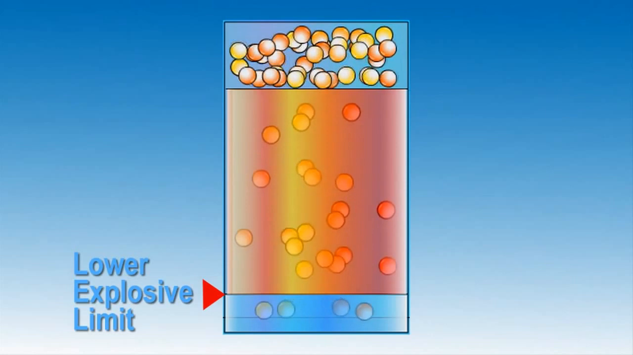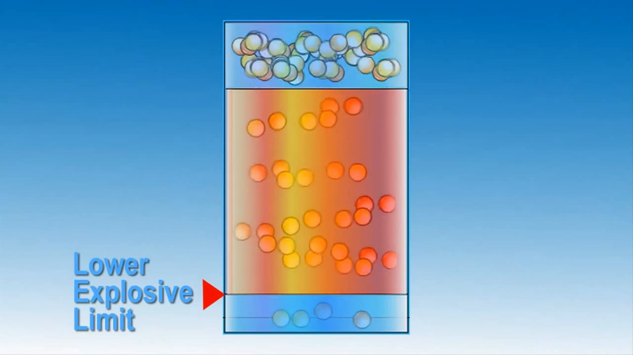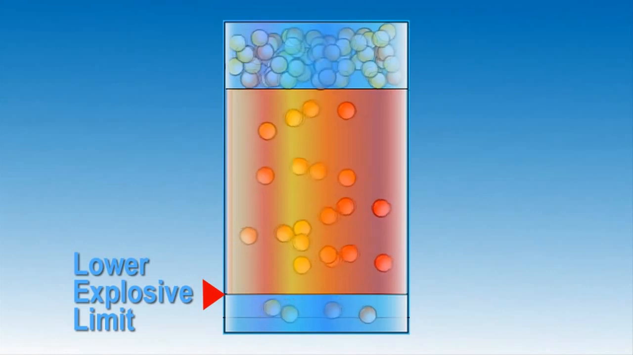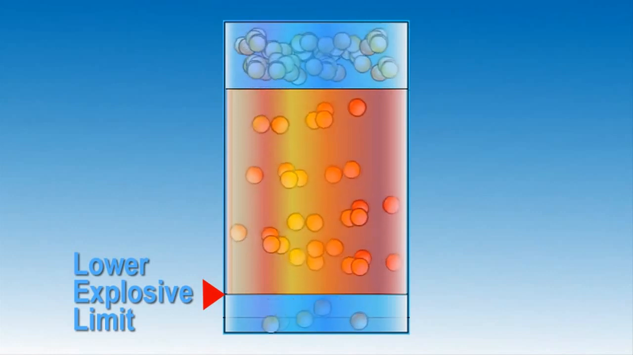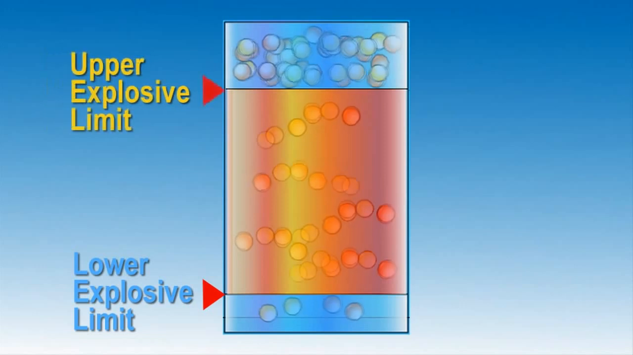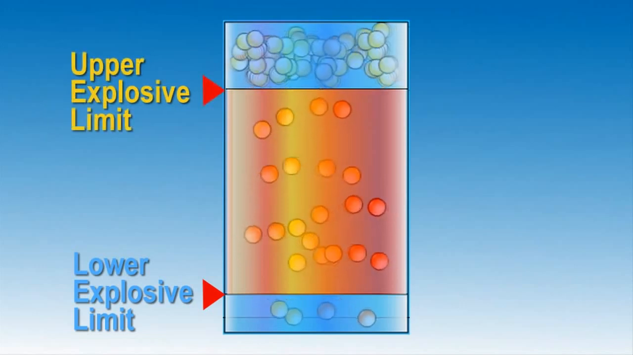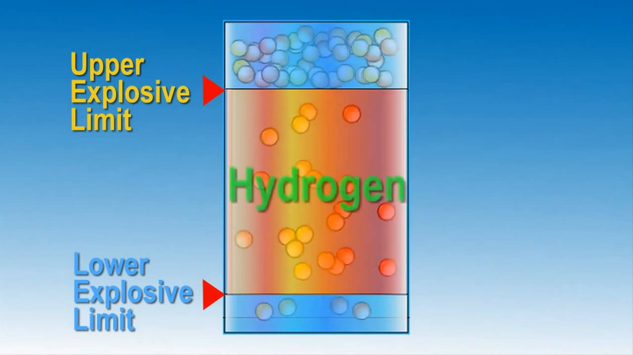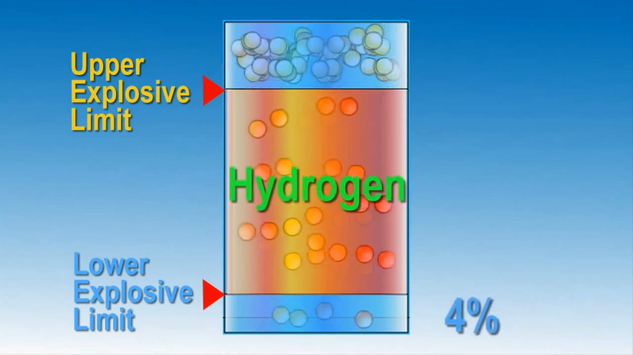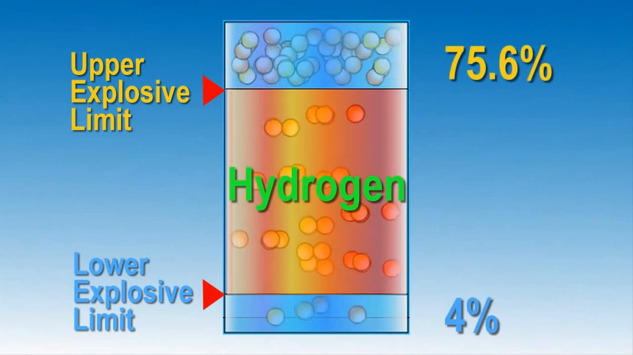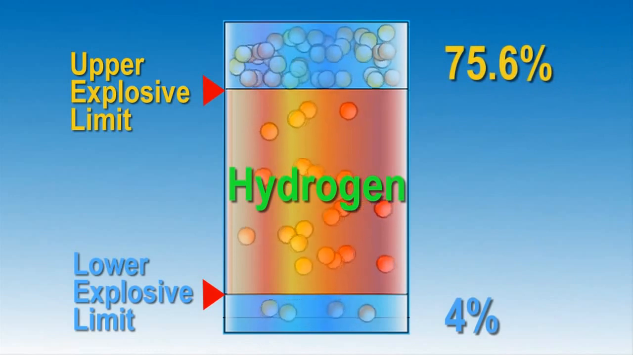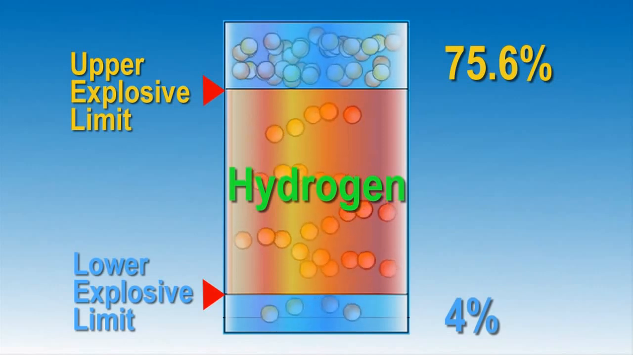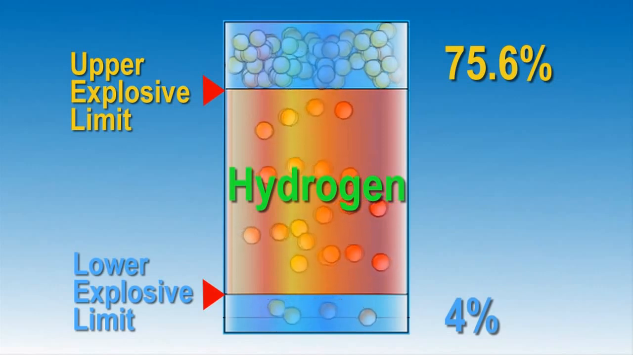The same condition would apply if the gas concentration is too rich, meaning it will not ignite because it will not have sufficient oxygen to sustain the fire or explosion. This is known as the upper explosive limit, or UEL. It should be noted that different gases will have different threshold limits. In this example, the LEL of hydrogen is 4%, and the UEL is 75.6%. Therefore, any mixture of hydrogen and air that falls between these limits will have a flammable mixture.